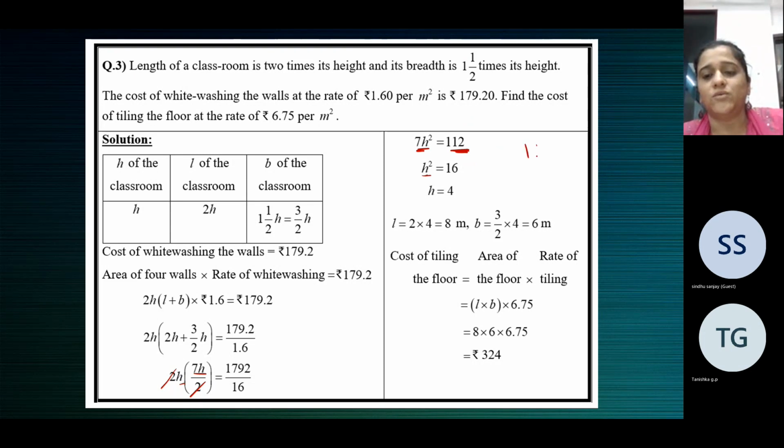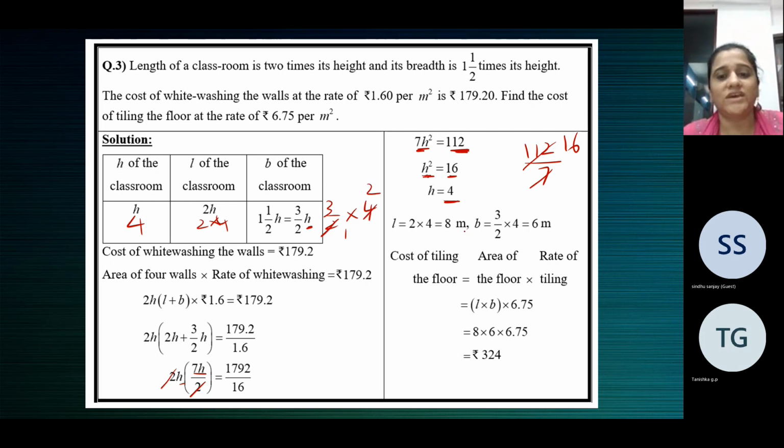H square is equal to 112 by 7, correct? When you cancel this, you get 16. So h square is equal to 16. H is equal to square root of 16, which is 4. Correct? Now we got h. Once you get h, h is 4. What is L then? 2 into 4, 8. Then what is the breadth? 3 by 2 into 4, because it is 3 by 2 h. So 2 ones are 2, 2 twos are 6. So using h, we found the length and the breadth. We got the dimensions. See, we read only till here, and we found the length, breadth, and the height.